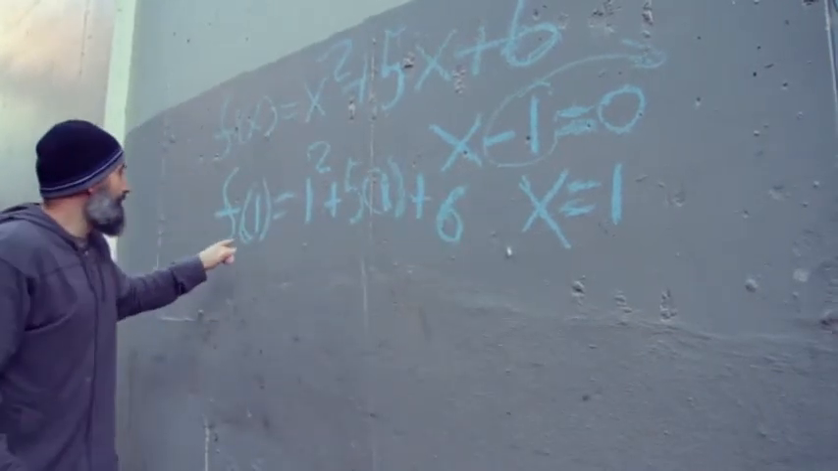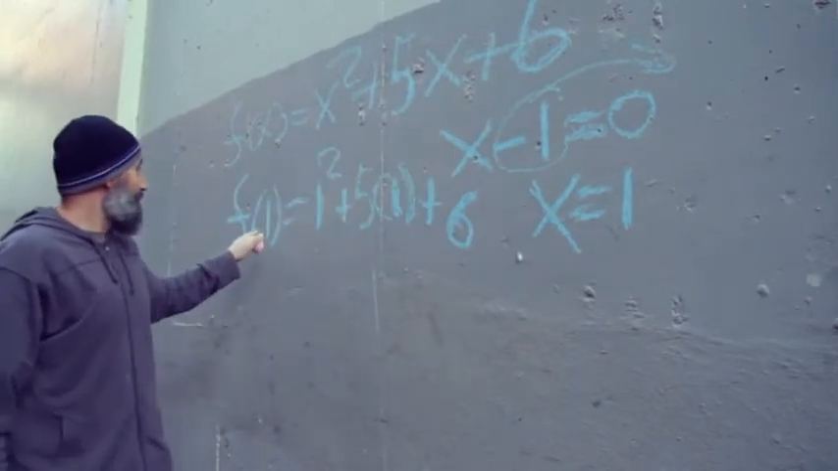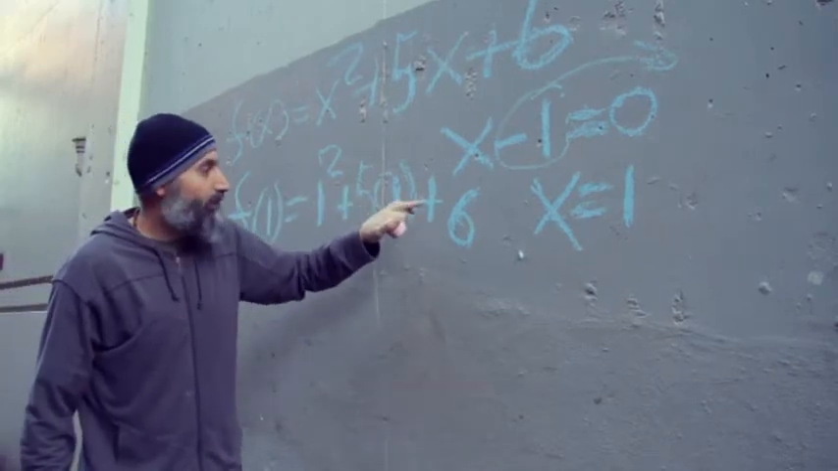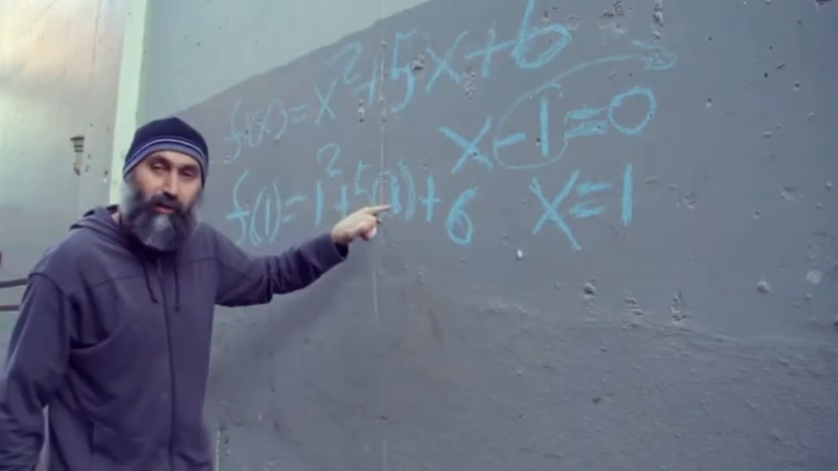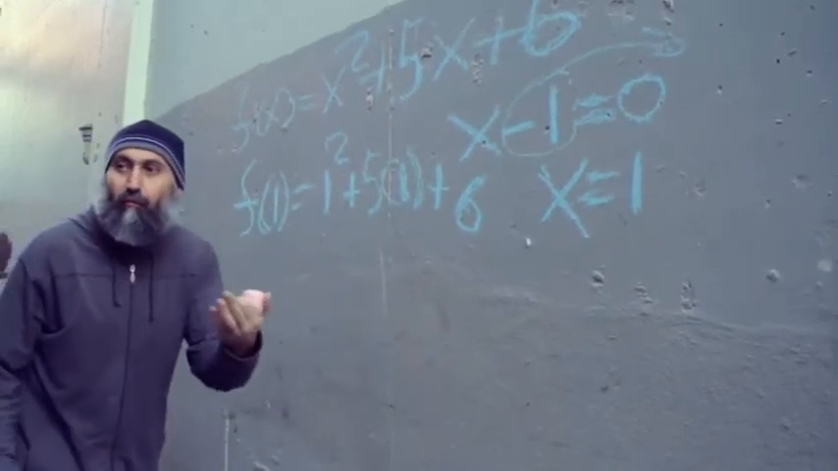So what you're doing is subbing in x equal to 1 wherever you see x in the function. This becomes f of 1 is equal to 1 squared plus 5 times 1 plus 6. 1 squared is 1, 5 times 1 is 5, plus 6, it equals 12. So f of 1 is equal to 12.